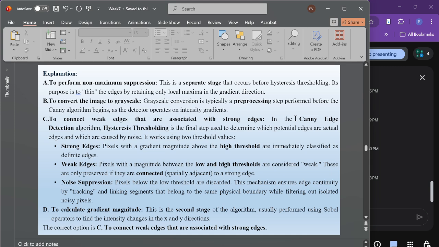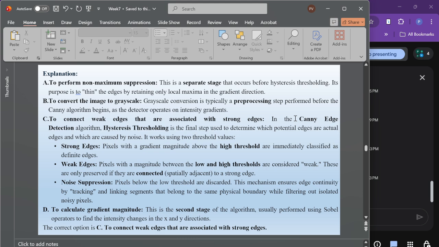Option C is to connect weak edges that are associated with strong edges. In the Canny edge detection algorithm, hysteresis thresholding is the final step used to determine which potential edges are actual edges and which are caused by noise. It works using two threshold values. The first one is strong edges. Pixels with gradient magnitude above the high threshold are immediately classified as definite edges.